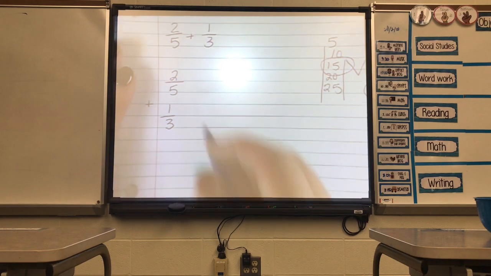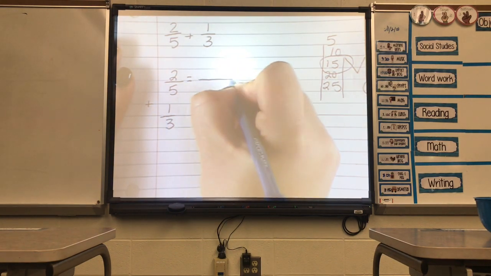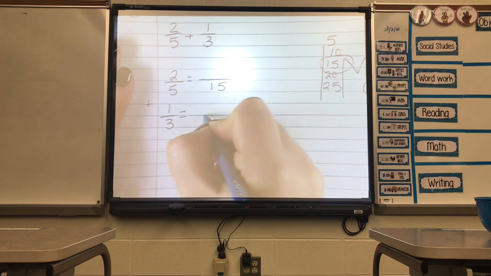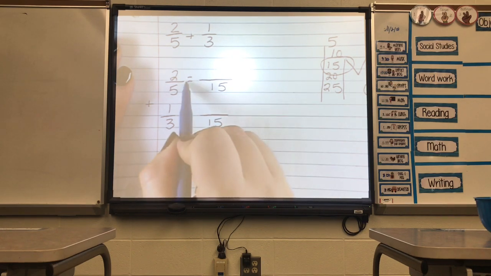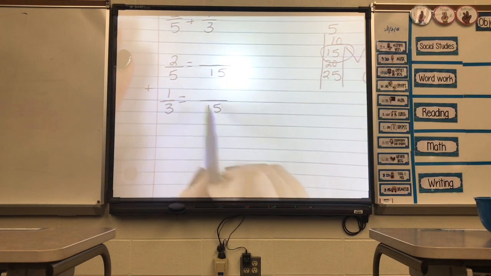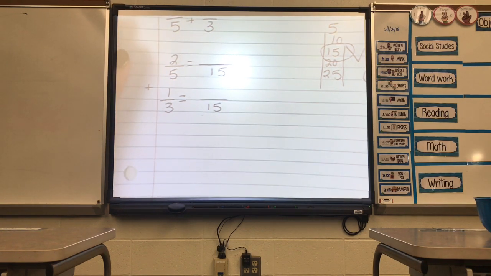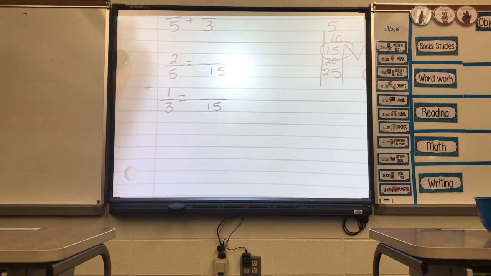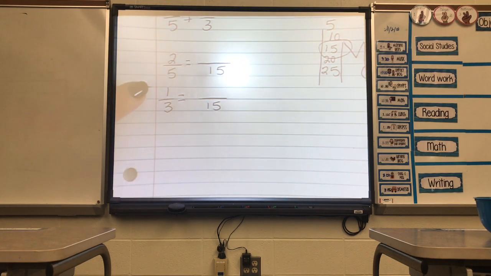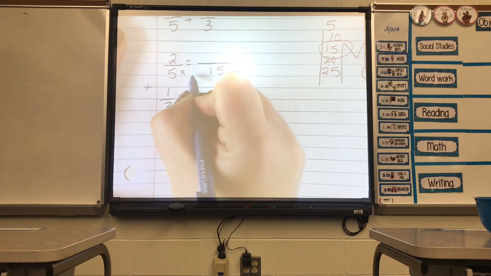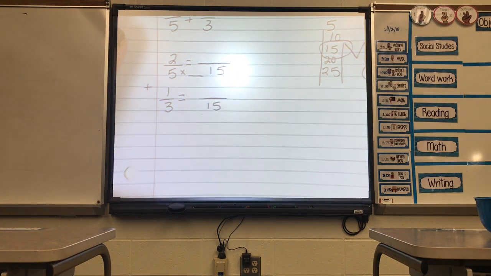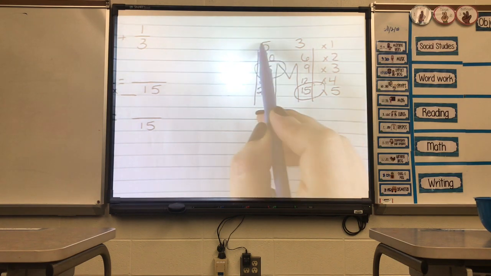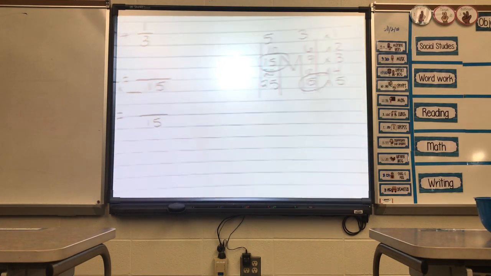So step 3 is make the fractions equal to the new denominator. So I'm going to put my equal sign and put equal 15, equal 15. This is the part where it says to bring the whole number with you. I don't have a whole number in this problem, so I am fine. The next step is my thinking step. Think. What do you do to get the new denominator? So 5 times what will give me 15? Well, if you forget, you can look over here at your chart and see 5 times 3 is 15.